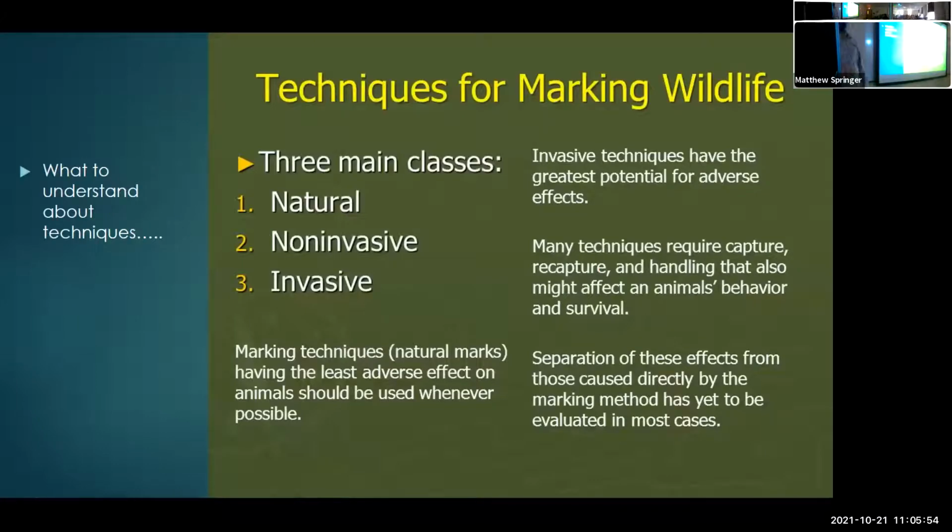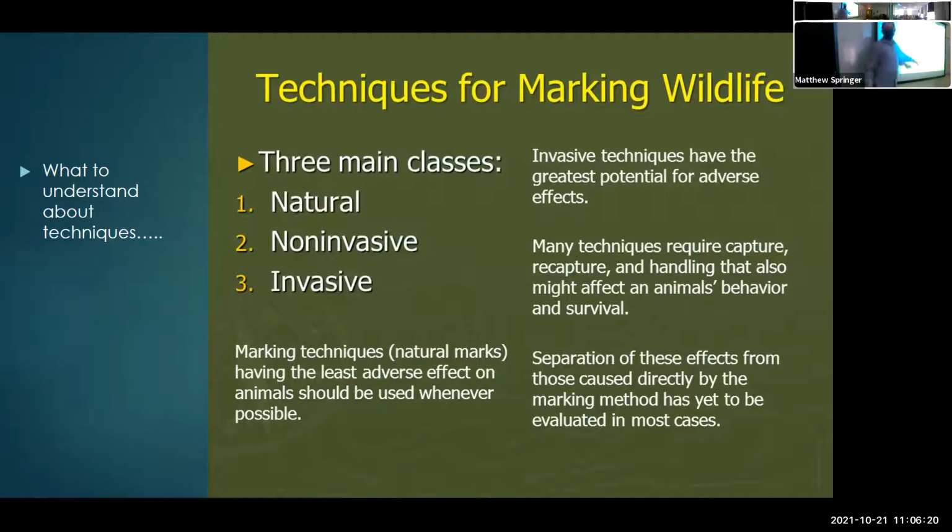So what are the three main techniques? Well, they fall into one of the classes of either natural, non-invasive, or incredibly invasive. And this is kind of right in the scale of probably how disruptive it is and changing of that animal's behavior, least to most.